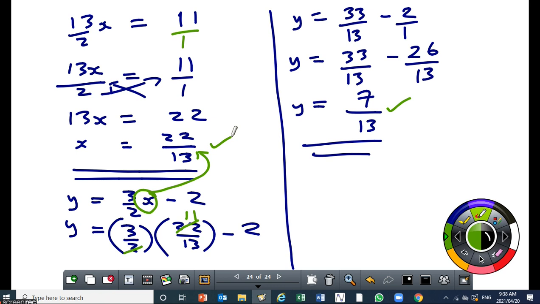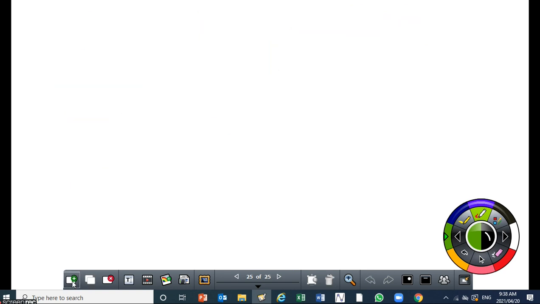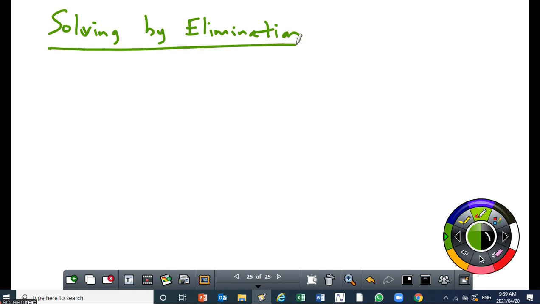I just need you to be aware that most of you are going to use substitution more as compared to elimination. I encourage you to use substitution more than elimination, but it can be your choice. If you feel that you want to use the second method, elimination, it's fine. So let's do solving by elimination.